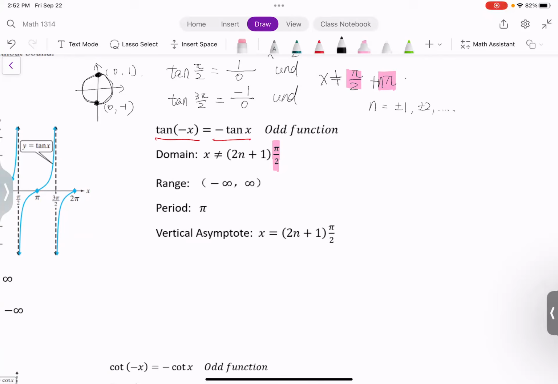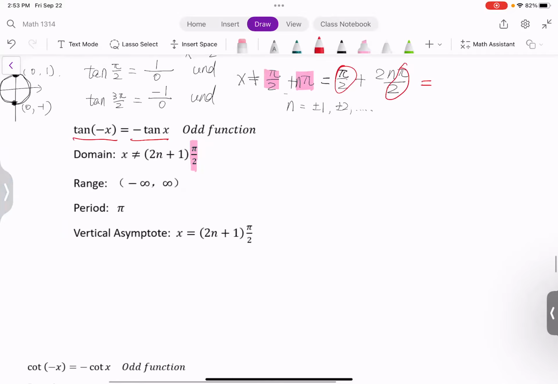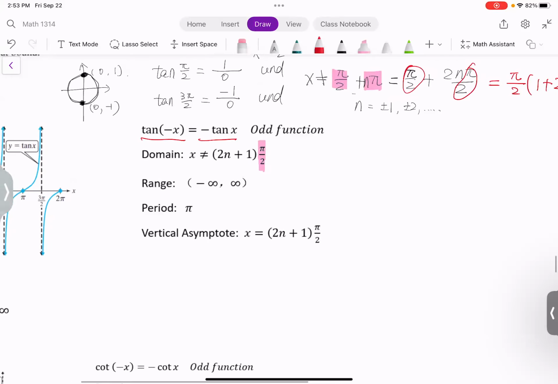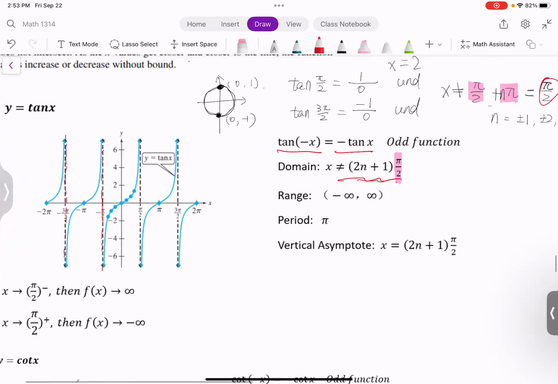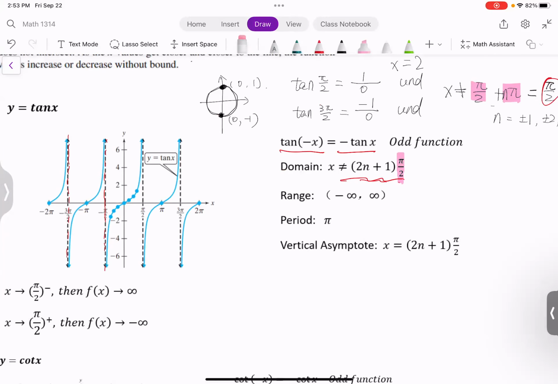So let's make a half pi. Half pi plus 2n pi over 2. So this is n pi, but I enlarge the top and bottom. And then we have half pi here, half pi here. This is pulling out the GCF, 1 plus 2n. Oh, that's how we get to the domain. They move the 2n plus 1 in front and move the half pi to the end. So this is the domain of the function.